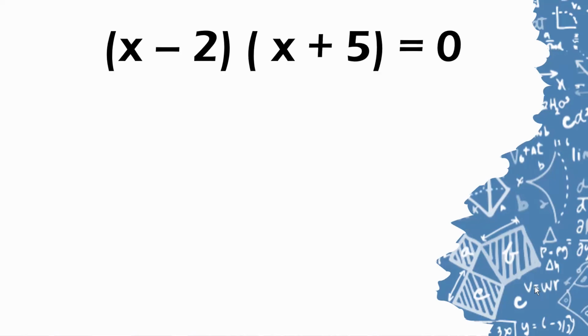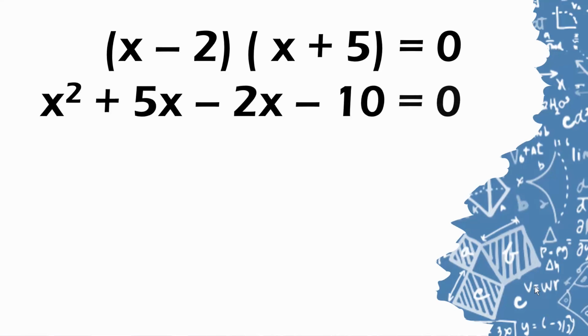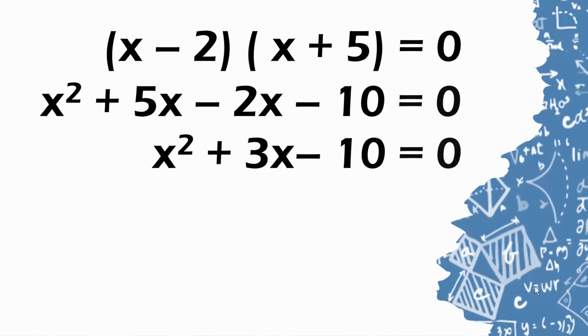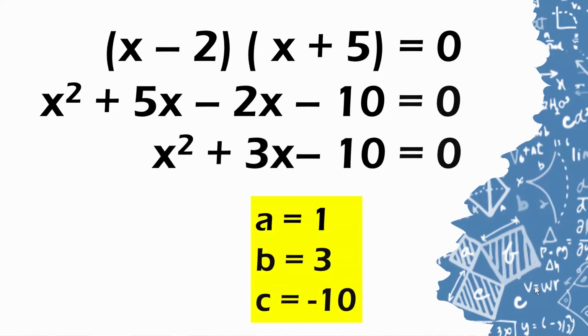Let us have another example. We have the quantity x minus 2 multiplied by the quantity x plus 5 equals 0. By applying the FOIL method, x multiplied by x will become x squared. x multiplied by 5 will become 5x. Negative 2 multiplied by x will become negative 2x. And negative 2 multiplied by 5 will become negative 10. Simplifying it further, we have x squared plus 3x minus 10 equals 0. Therefore, a equals 1, b equals 3, and c equals negative 10.